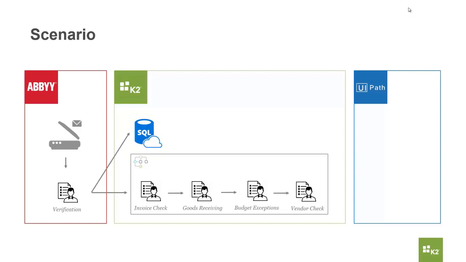Invoice check, where the user will fix any missing data. Goods receiving, budget exceptions, where we will read a DFA matrix to determine which user will get a task based on the invoice amount. And vendor check to ensure no fraudulent invoices are going to be paid. Please note for this scenario, the goods receiving will occur at the invoice check and we will also skip the vendor check. Once this invoice is approved, a message will then be sent to UiPath that an invoice requires payment.